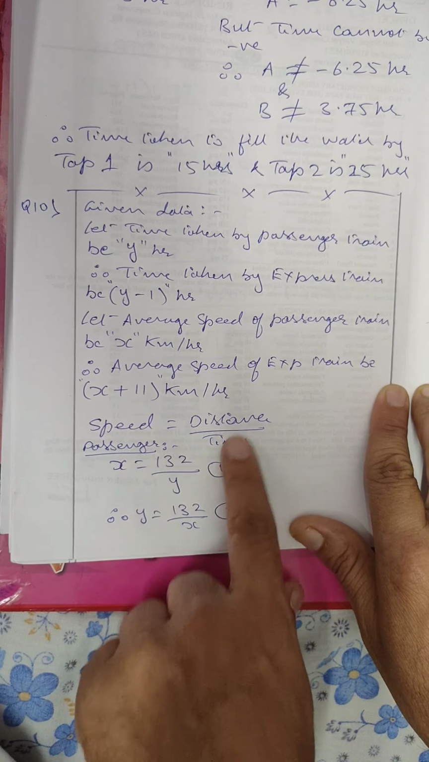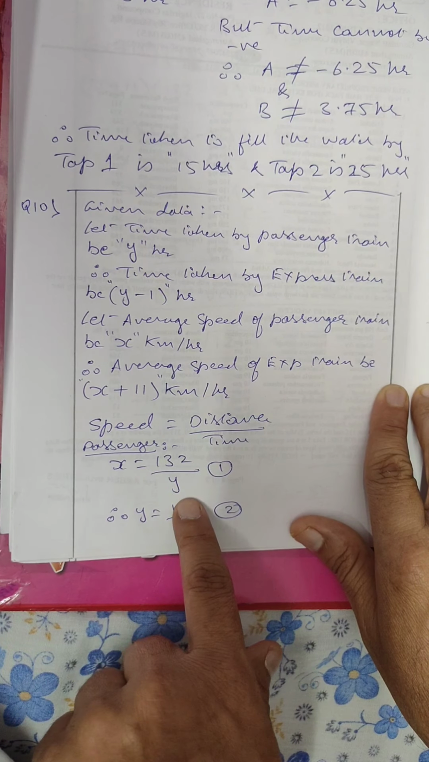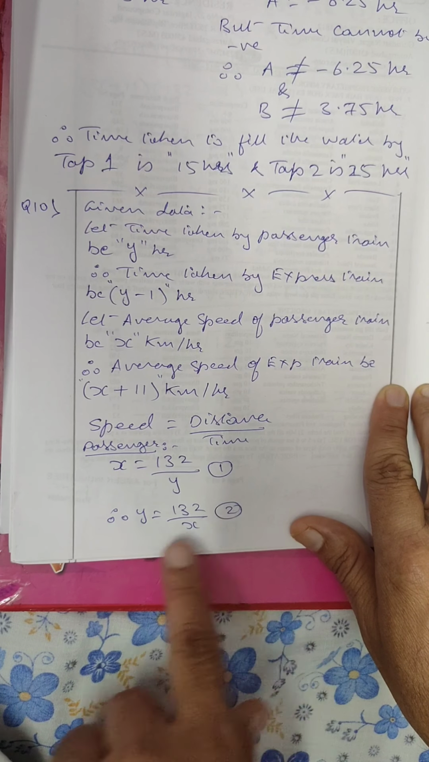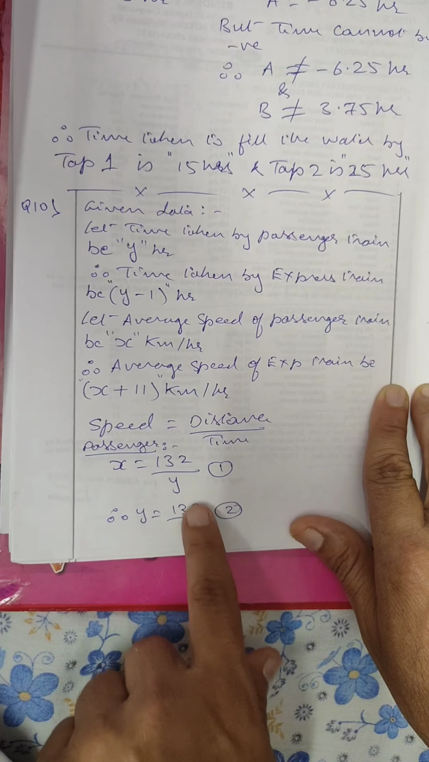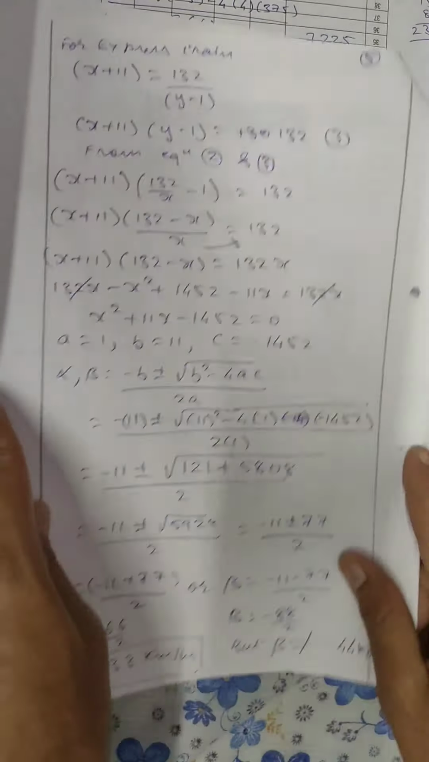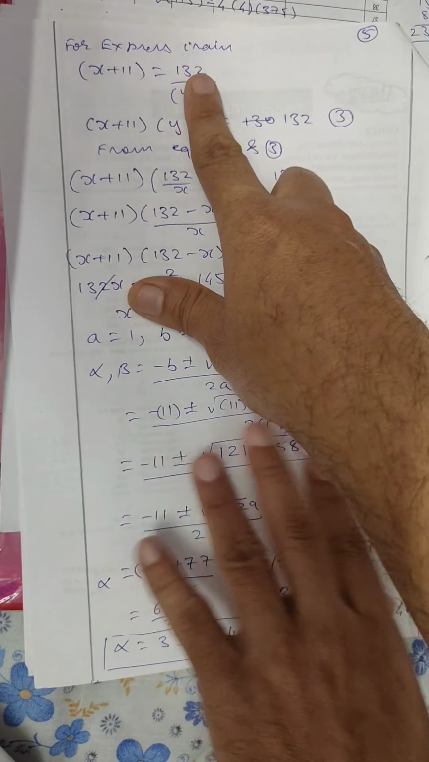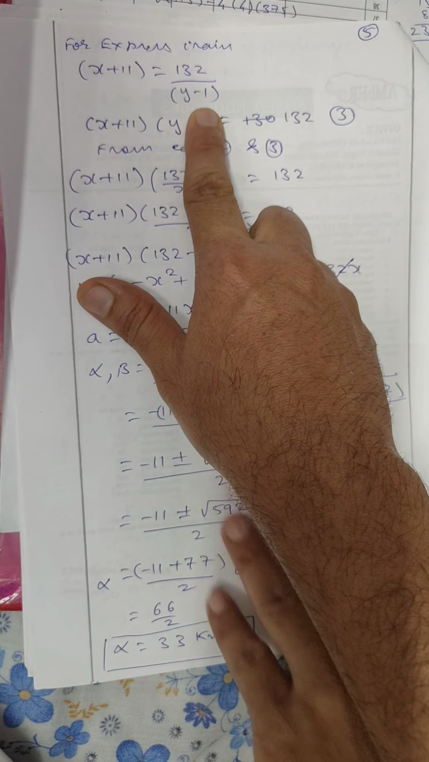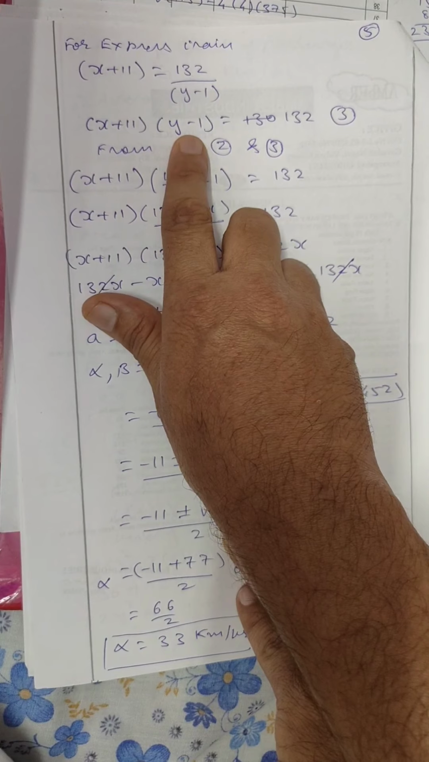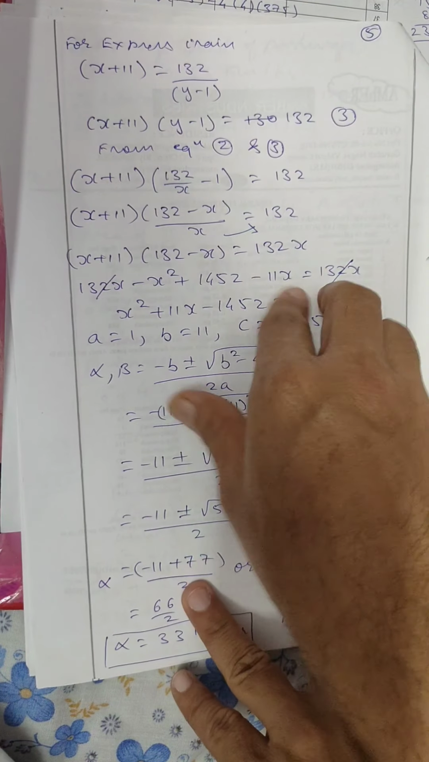We have the formula speed is equal to distance upon time. So for passenger train, x is equal to 132 upon y, equation 1. But we want y in terms of x. That's why we are saying y is equal to 132 upon x. Now, for express train, x plus 11 is equal to 132 upon y minus 1. So x plus 11 into y minus 1 is equal to 132. From these two equations, we solve it.